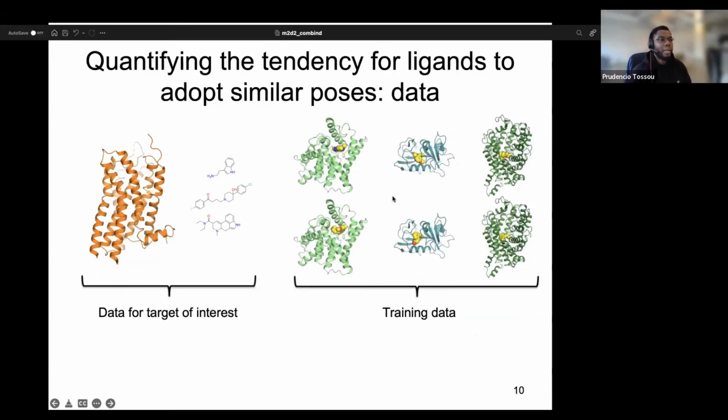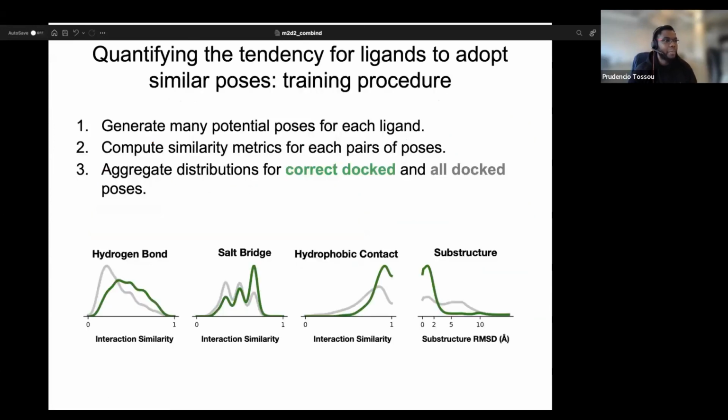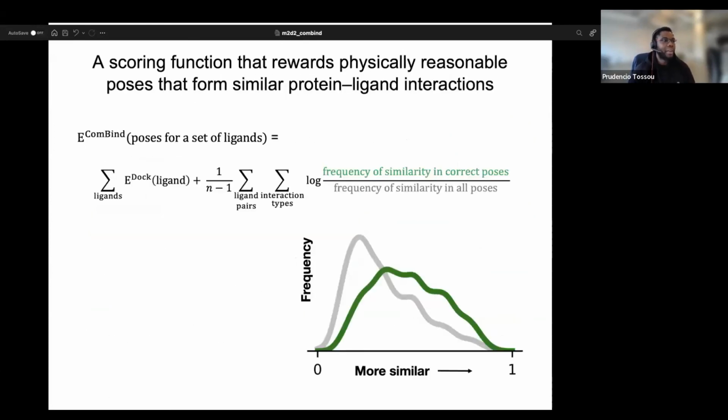Okay, cool. Because there's a certain family of proteins that are covered in the training set, I was wondering if you have studied how well combined does if you get away from the family of proteins that had been seen in this particular training set.